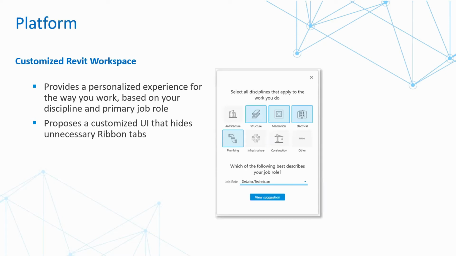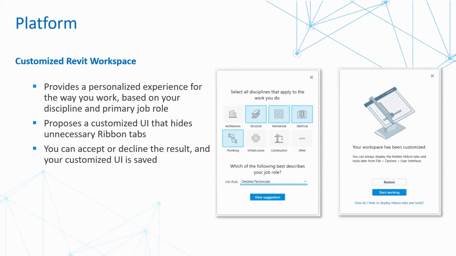So what does that mean? Well, like me, if you would like to get rid of structural, precast, infrastructure, construction, and you don't want those ribbons available while you are working, you can simply switch them off and switch on the tabs and ribbons you would like to showcase. Once there, you can then start working or restore back to your default settings as provided.